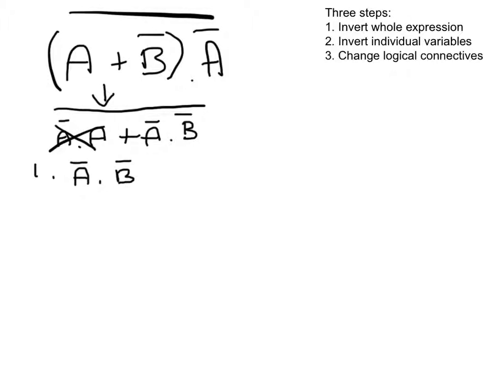Then we invert the individual variables, so A and B. And then finally we're going to change the logical connective, so it becomes A or B. So this, simplified, actually just works out as A or B. And if you don't believe me, we can move on to check this in a truth table.